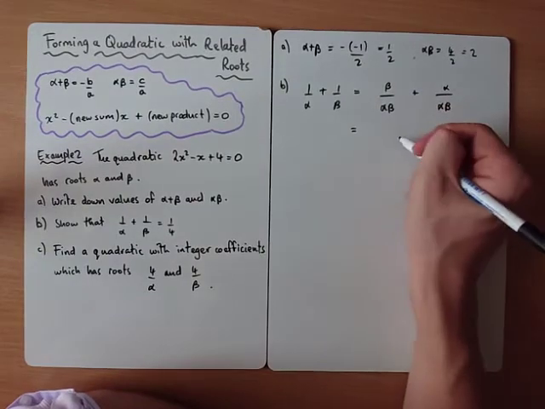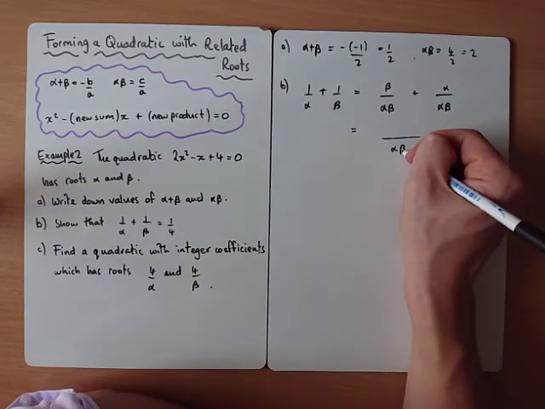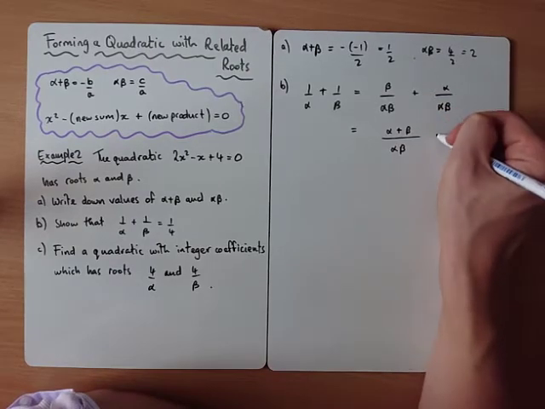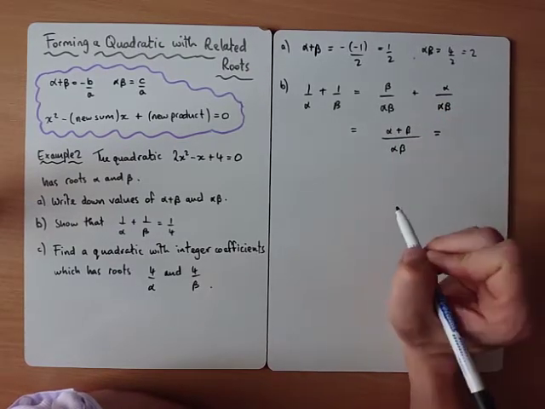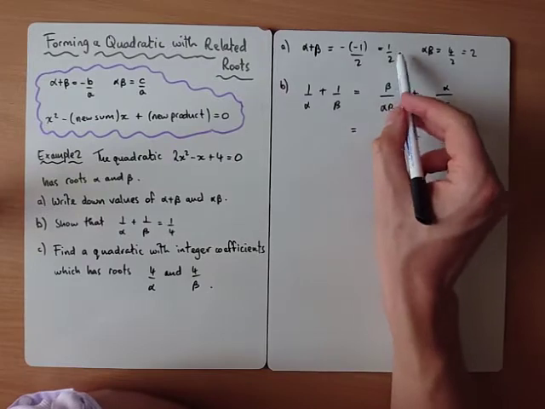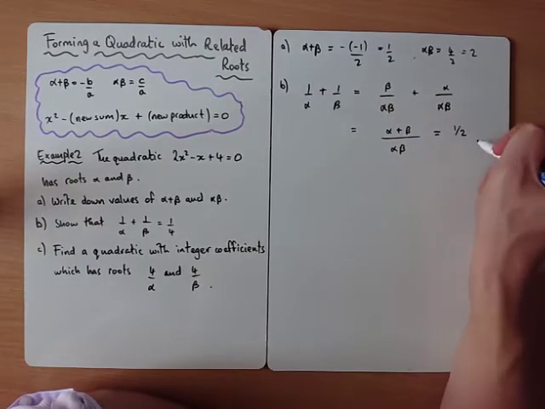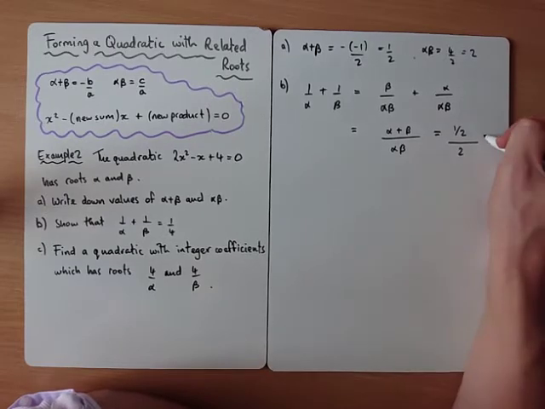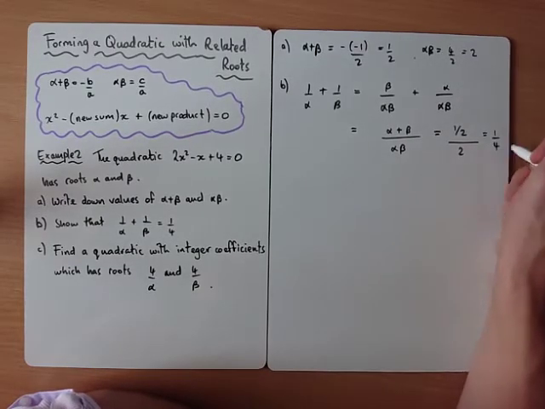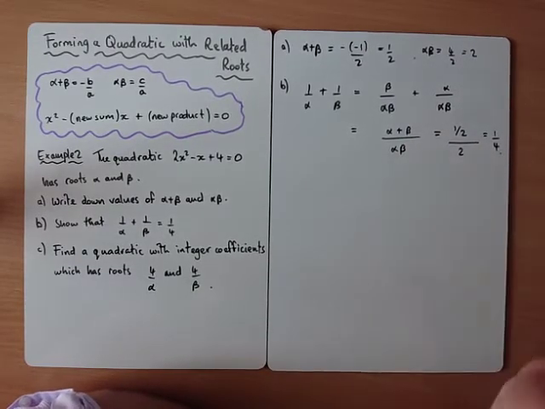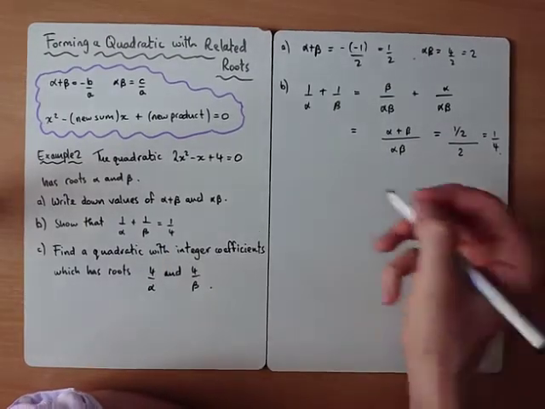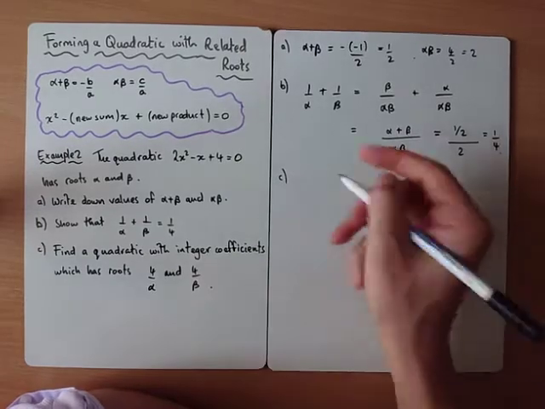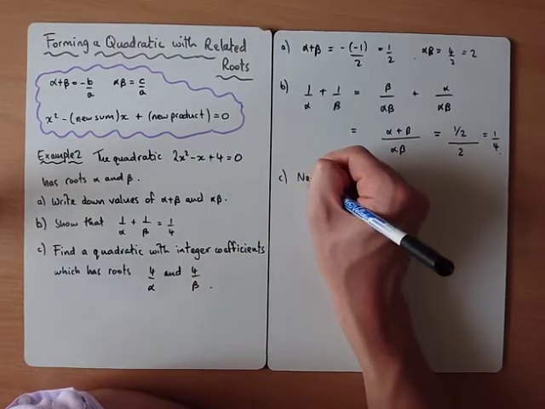Once we've got a common denominator, we can add the tops. So alpha plus beta, which is a half, divided by alpha beta, which is 2, which is the quarter that we were asked to show. Now we get to forming the quadratic, so we need to think about what our new sum is.